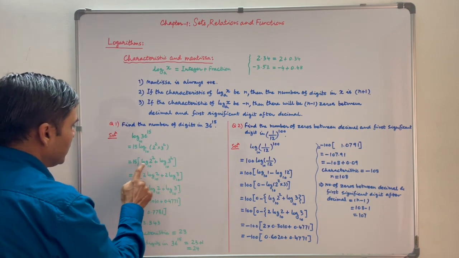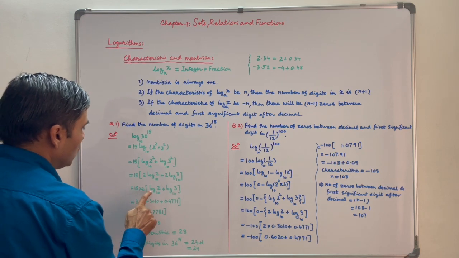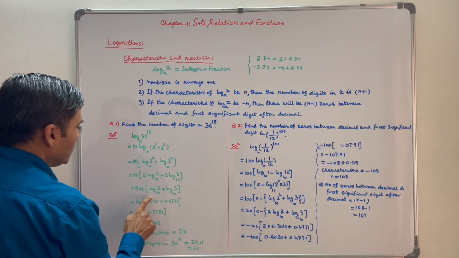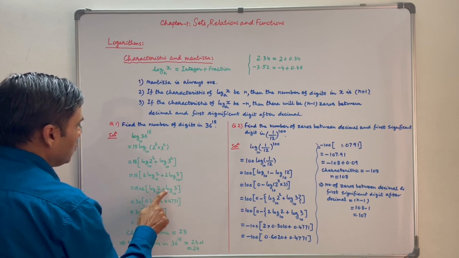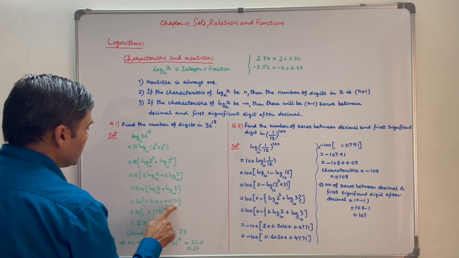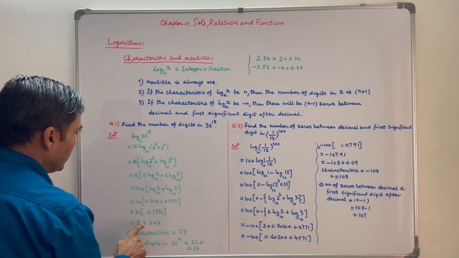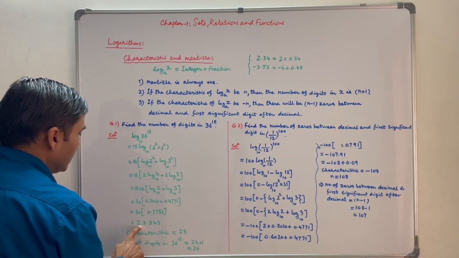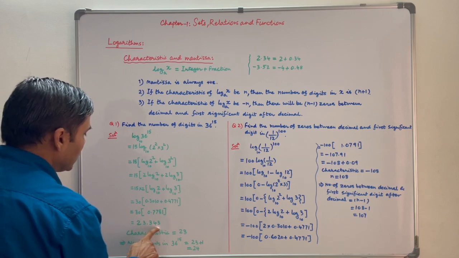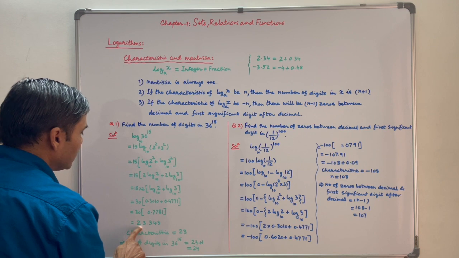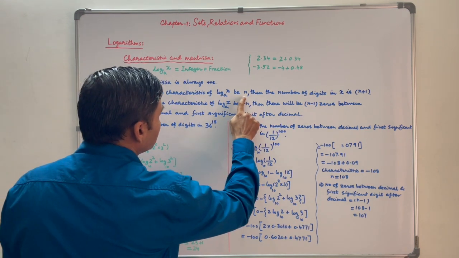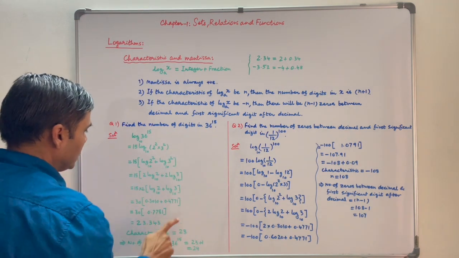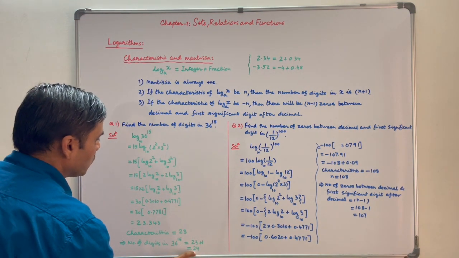2 is common, can be taken out. So it is 15 into 2 times log 2 base 10 plus log 3 base 10. Value of log 2 base 10 is 0.3010 and value of log 3 base 10 is 0.4771. So it comes out to be 23.343. Characteristic is 23 and mantissa is 0.343. So we have figured out n is 23. So number of digits in this number will be n plus 1, that is 23 plus 1, 24.